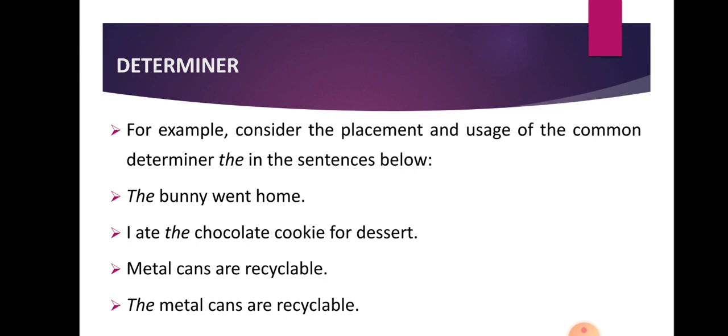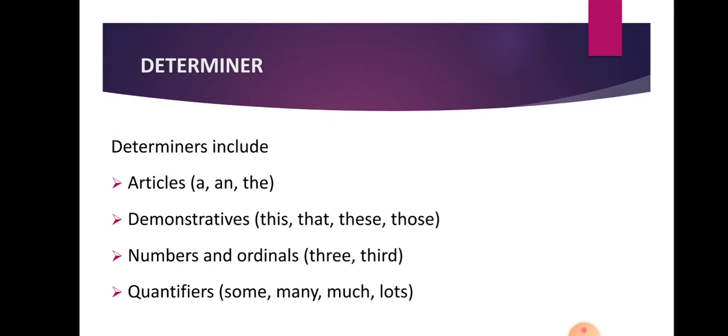Okay, look at the third example. There is no determiner. Metal cans are recyclable. When we want to discuss the noun in general, we don't need a determiner for plural nouns. Got it? Look at the fourth example. The metal cans are recyclable. The fourth example shows that we may add a determiner to refer to specific nouns. In order to refer to any specific nouns, we may add a determiner. Is this clear?